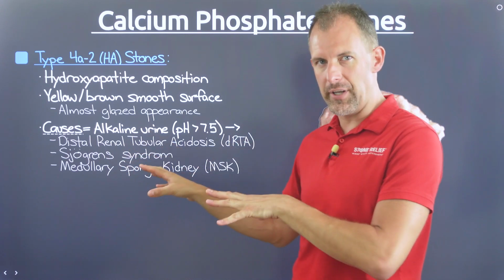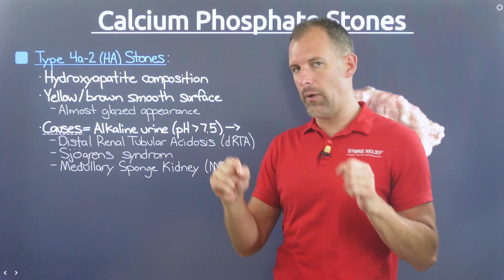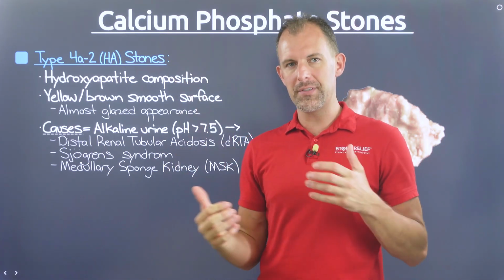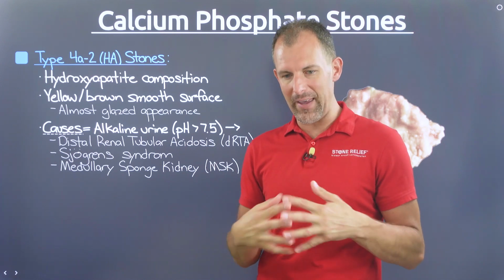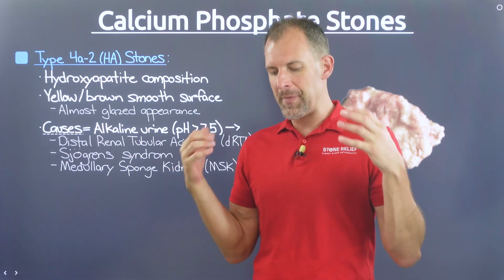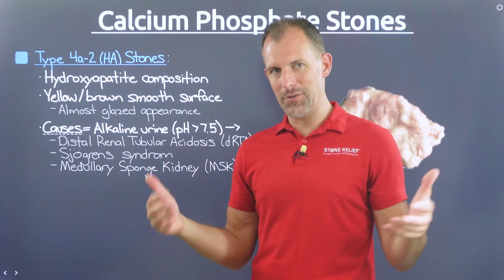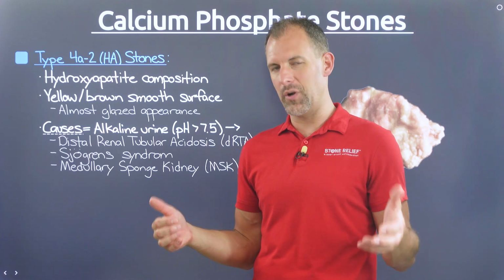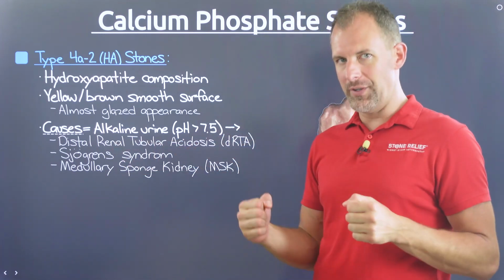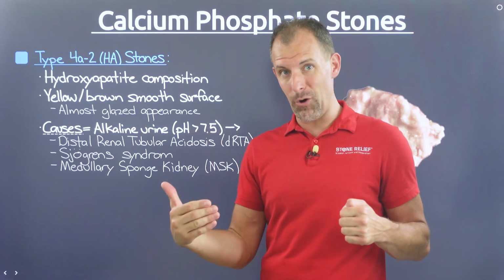Now, distal renal tubular acidosis, or DRTA, we have a video on this. We'll pop a card up here for this as well. But really, this is your body's inability to acidify because there's some sort of a breakdown occurring in the renal tubules. When this occurs, urine goes alkaline and it causes a whole host of other problems as well. If you want to dive into this more, check out that video. The next thing is Sjogren's syndrome. This is an autoimmune condition which, again, produces alkaline urine.